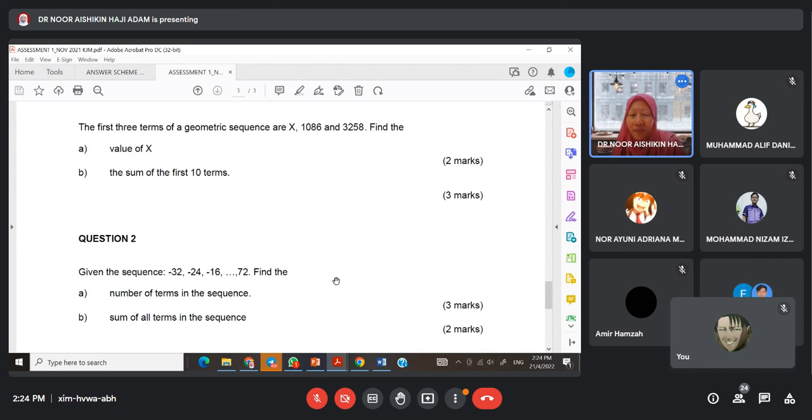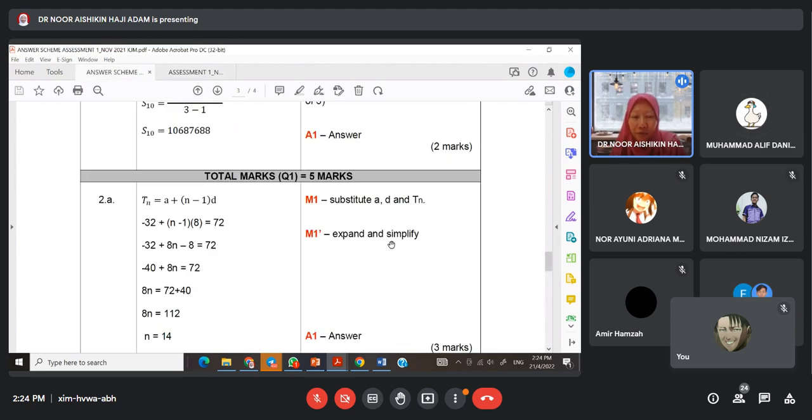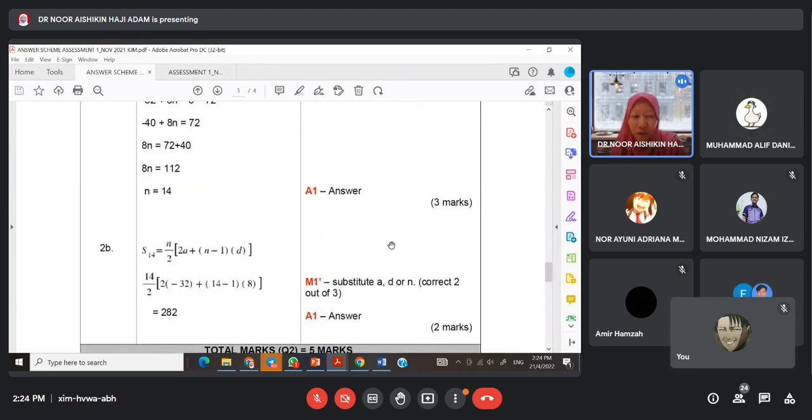Okay, sum of all terms. What is the sum of all terms? 280. All 14 terms lah. You dapat 280. Salah. Salah di mana tu? Salah kira kot. Ini kan, dia tulis as 14, but everything is in terms of A and D kan? So it should be as N.